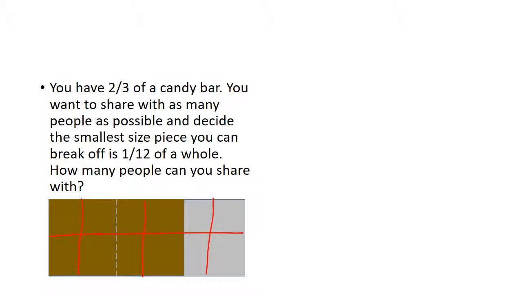Now when we look at the piece of the candy bar, we see that we have 8 pieces that are left out of the 12. So that means we can share with 8 different people. To write this as an equation, we say 2/3 divided by 1/12 equals 8.